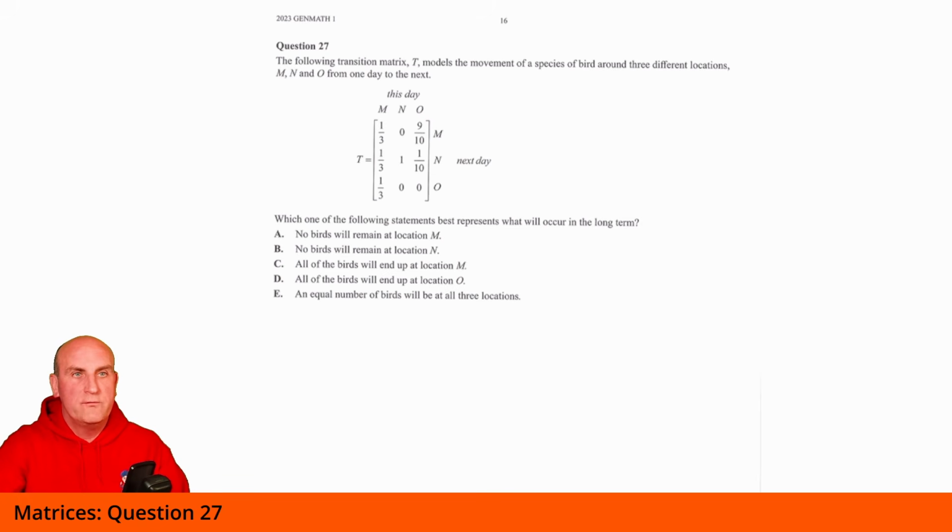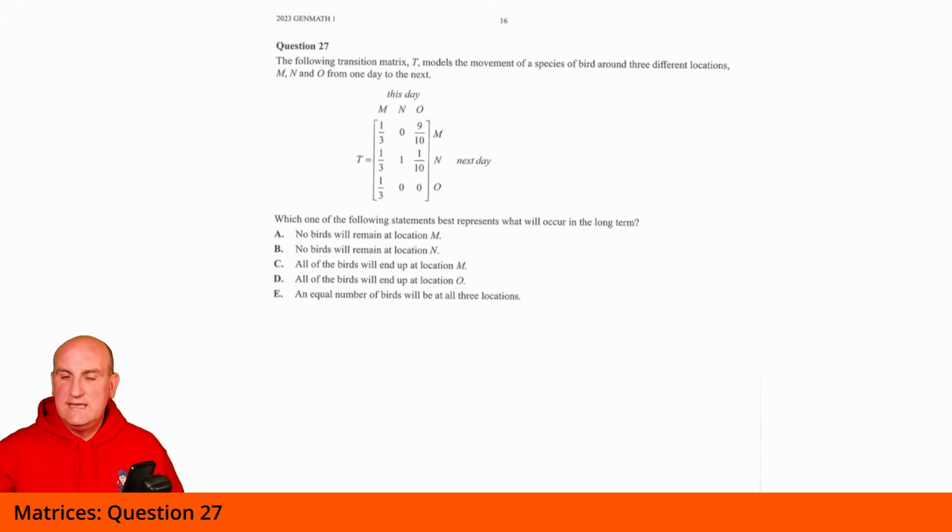So what have I got here? Number of rows is a 3 by 3, has to be square. So I've got 1 on 3, 0, 0.9. Not very nicely put fractions in this, but anyway, 1 on 3, 1 and 0.1, and 1 on 3, 0, 0, hit enter. So there we go. That's all my decimals now. Which one of the following statements best represents what will occur in the long term? I'm now going to do T to the power of 50 and hit enter.